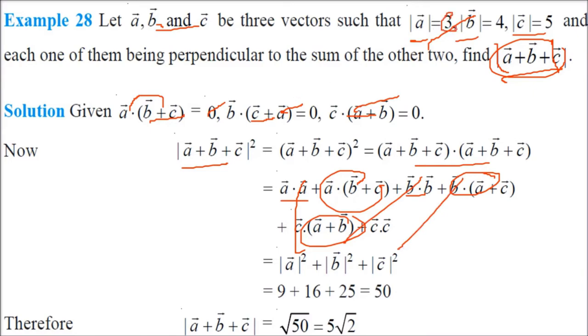But we know that the question is saying these 3 are 0, which I told you are given. Only A square, B square, C square are remaining. And since we know the magnitude of vector A, just square them, add them.